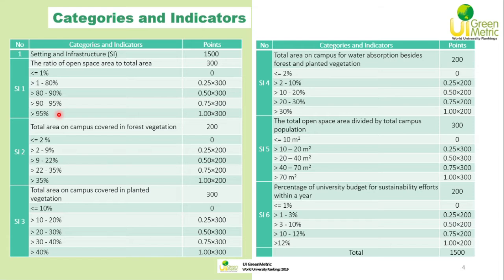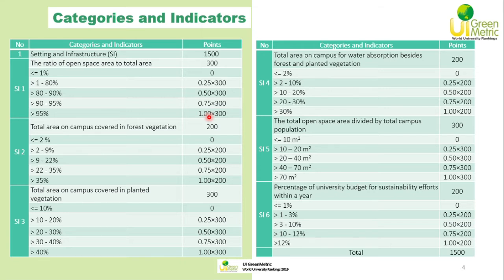As you might see, each criterion of UI GreenMetric has 5 levels of achievement. The lowest achievement has the lowest score, which is 0. The second level achievement has 25% of the score. The third level achievement has 50% of the score. And the fourth level achievement has 75% of the score. And the highest achievement has 100% of the score.